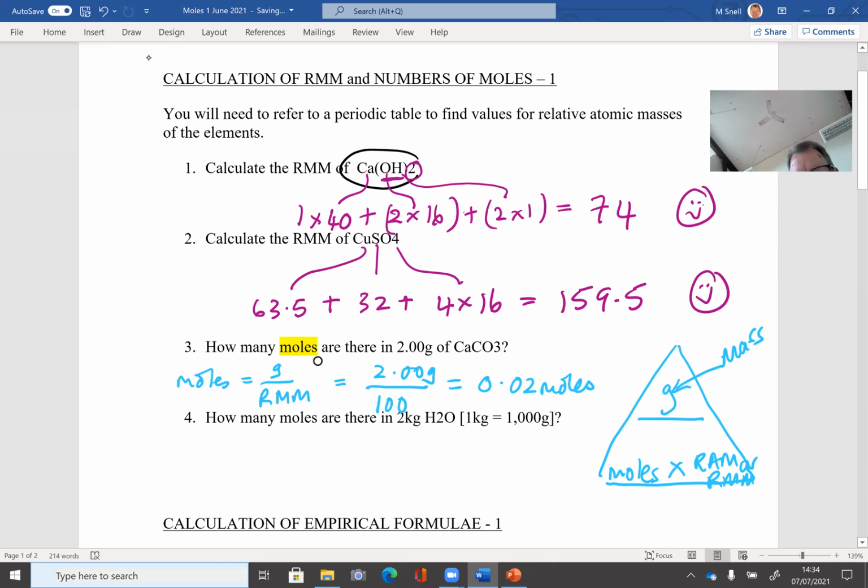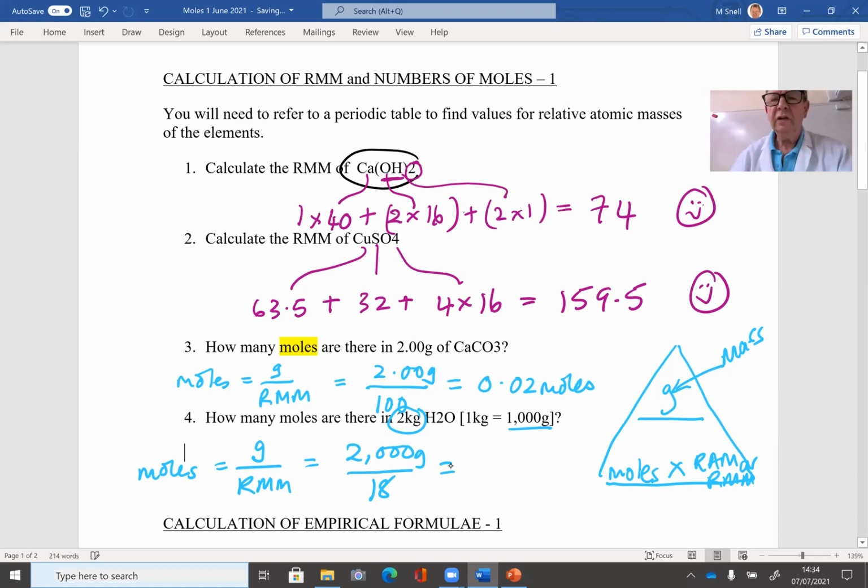In the second part of the question, question 4, we have to turn the kilograms into grams, because it is still true that moles is grams, not kilograms, over RMM. So that would be 2,000 grams over the mass of water, the RMM of which is 18. And I will come back and I will ask you what the answer is. So let's see who's got the right answer here.